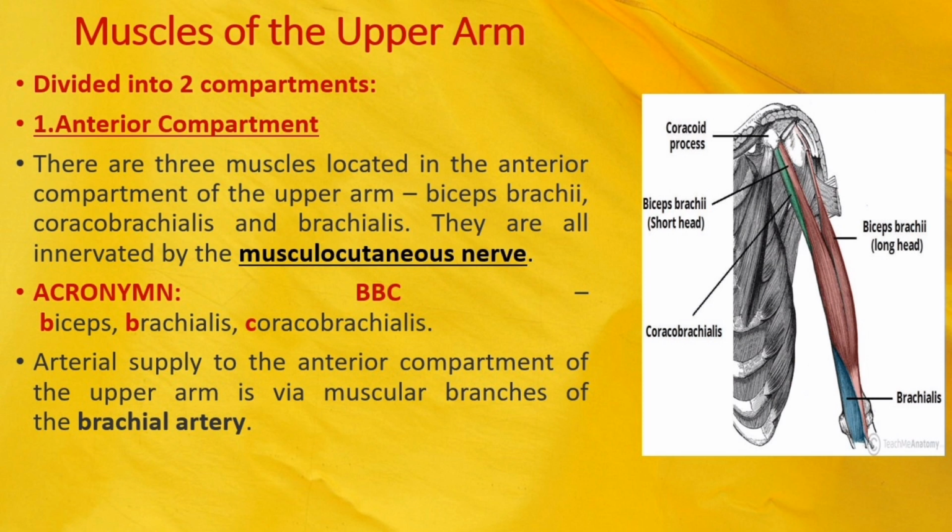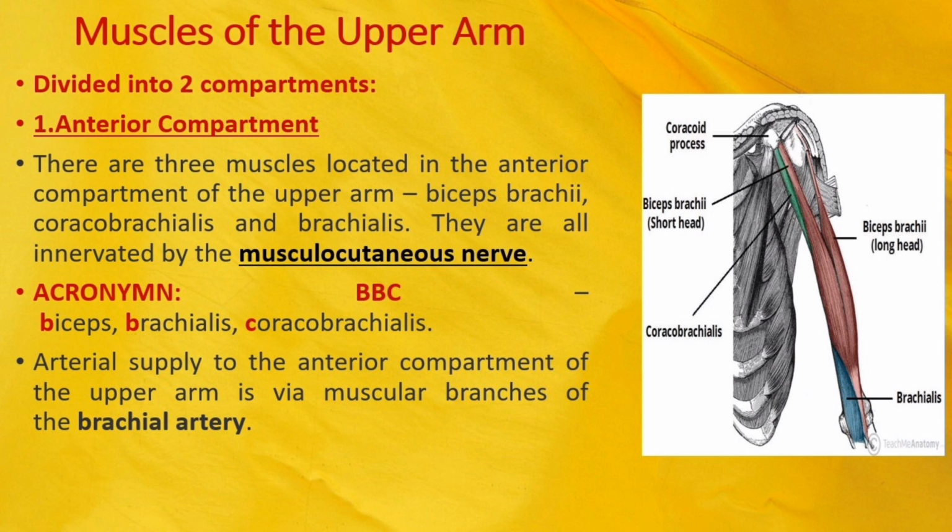Coracobrachialis. The coracobrachialis muscle lies deep to the biceps brachii in the arm. Attachments: originates from the coracoid process of the scapula. The muscle passes through the axilla, and attaches to the medial side of the humeral shaft, at the level of the deltoid tubercle. Function: flexion of the arm at the shoulder, and weak adduction.